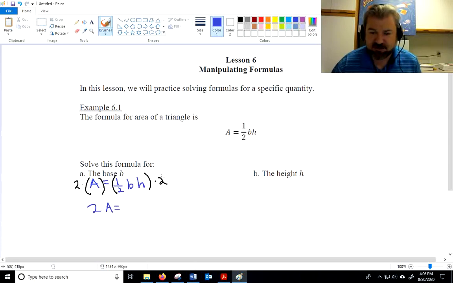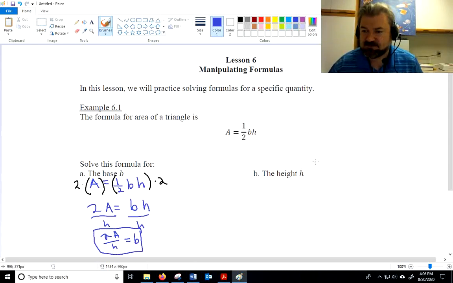And I have to multiply 2 to one of these three things. So I'll multiply it to the half. 2 divided by 2 is 1. 1 times 1 is 1. And then 1 times anything is itself. b, h. We're asked to solve for b, so at this time I will divide both sides by h, and I get 2a over h is equal to b. We have solved the equation for b.